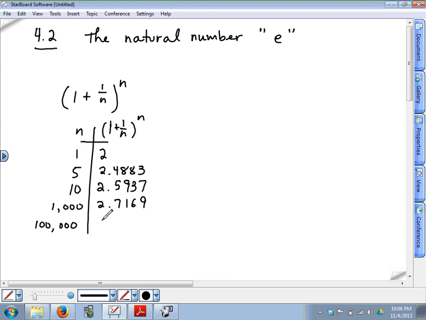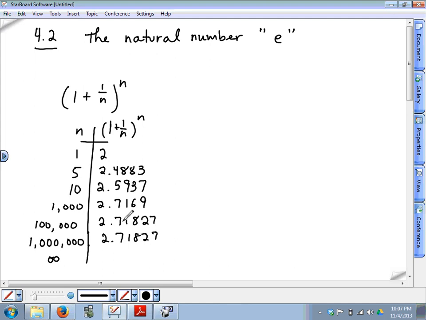But if n is 100,000, we get 2.7182. 7. We go to 1 million. We have 2.71827. Now, what happens as n approaches infinity? If we let n get so large that n has approached infinity, we went to 2 billion, then 5 trillion, and then all the way up as large as we could get, all the way to n approaches infinity.